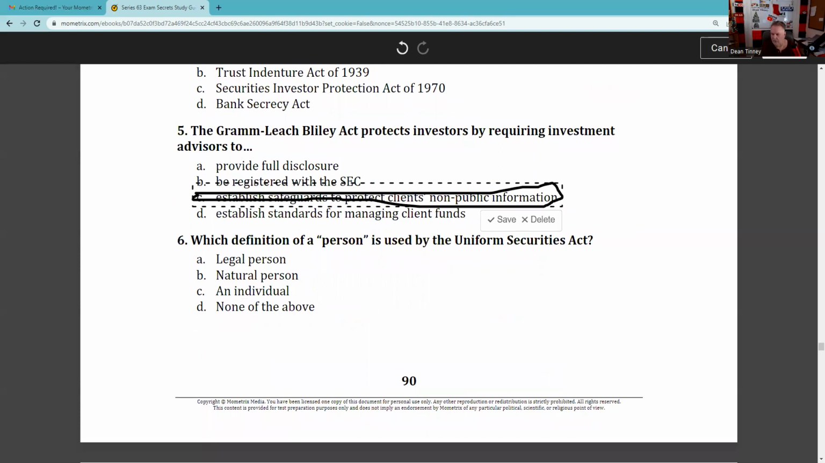Definition of a person. So you have 2 types of persons. I like this one. A person is somebody who can be legally held accountable. And we have 2 types of persons on the test, both of whom are legal persons. We have natural persons, living, breathing human beings, walking planet Earth.